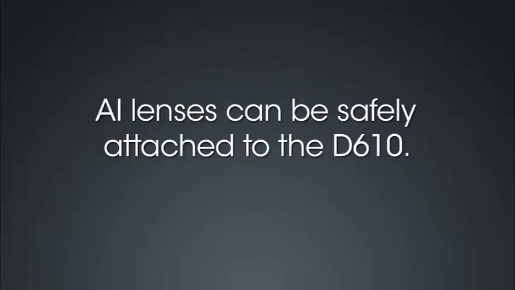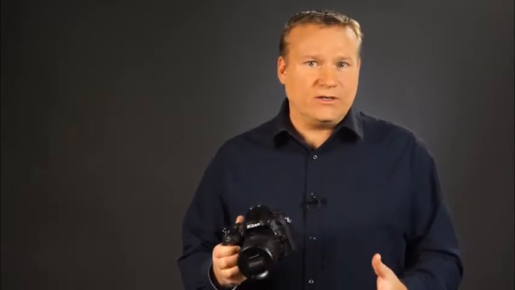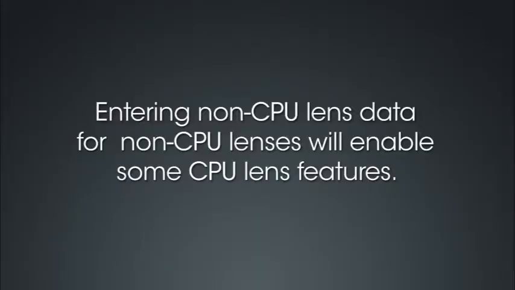If you have questions about a lens, refer to your camera's owner's manual for a complete list of incompatible lenses and accessories. Most lenses produced after 1979, or AI lenses, can be safely attached to your camera body. But these are lenses that are not CPU, meaning that they will not automatically have the ability to meter or communicate with the camera. They are also manual focus lenses. One of the benefits of the D610 camera is that you can input lens data for these lenses through the camera's menu system.